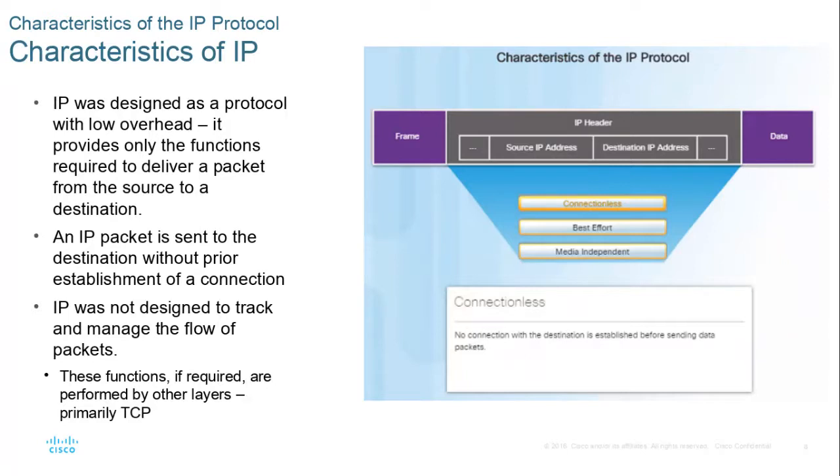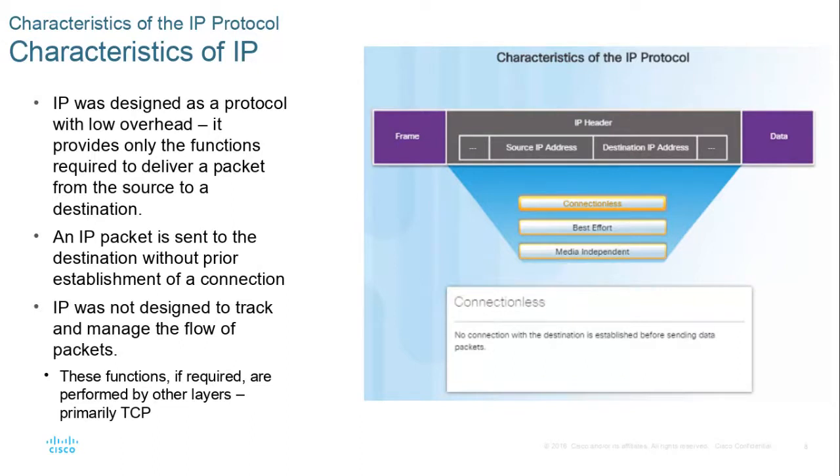So IP was designed with very low overhead. It only has enough functions to forward the packet. So it doesn't make a connection at first. It doesn't track the packets. So what if there's an error? Or what if things are received out of order?